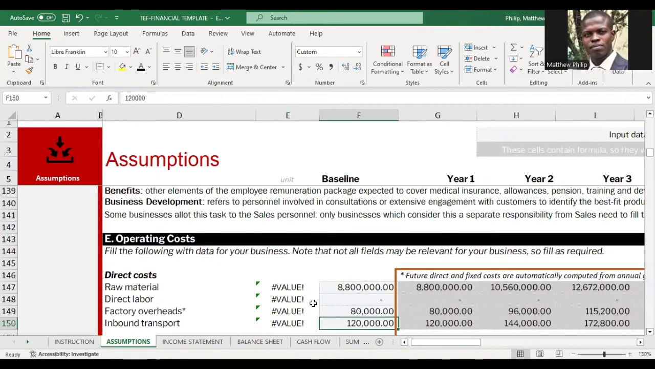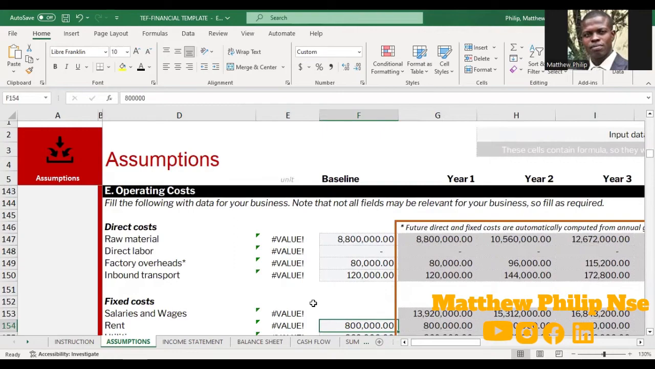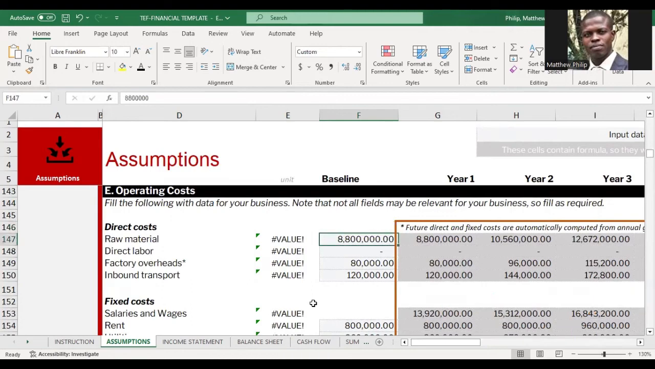Then we'll now move to operating cost. For the operating cost, we start from direct cost. I initially explained direct cost, that is the same as variable cost, and it increases in the same proportion with your output or volume of production. So for raw material, this entrepreneur is budgeting 8.8 million in year 1.